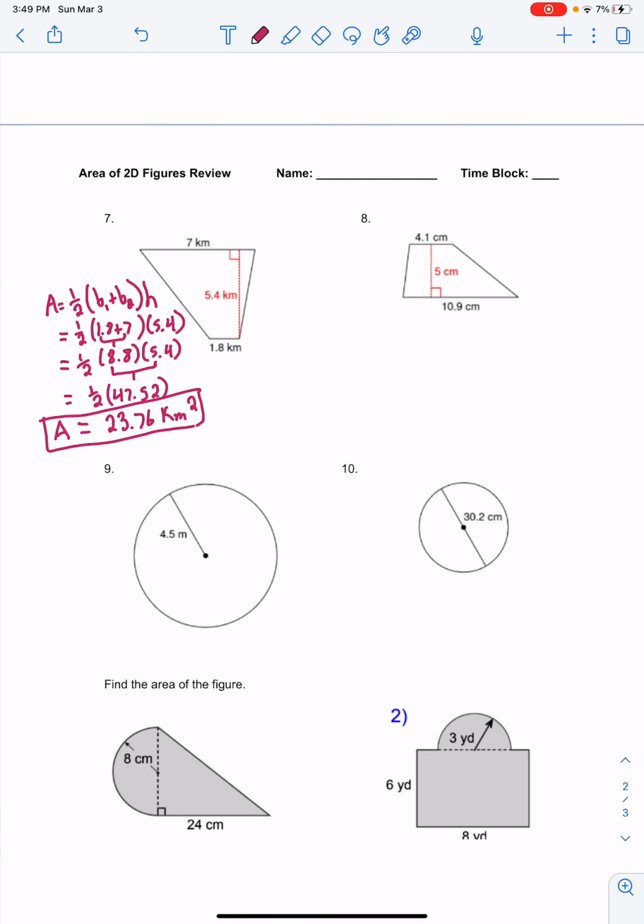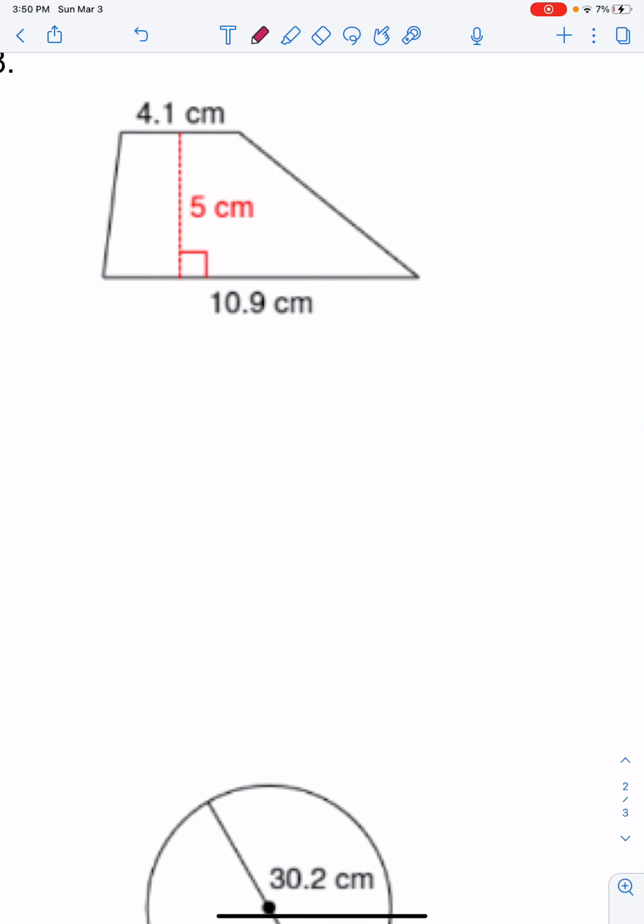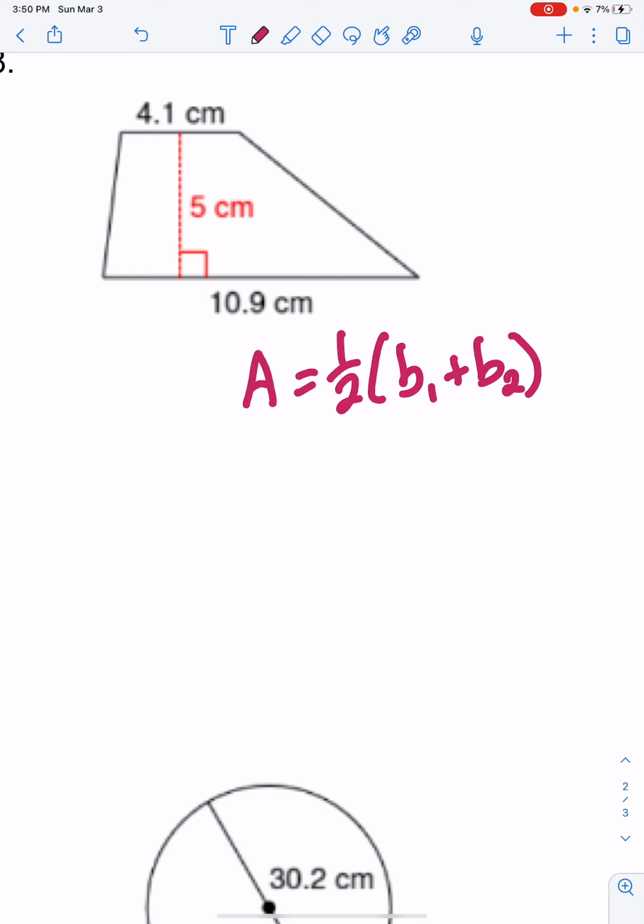All right, moving on to number 8. Okay, also a trapezoid. I'm going to write down the trapezoid formula. All right, we're going to add the 2 bases. Our 2 bases are the 2 parallel lines, so 4.1 and 10.9.